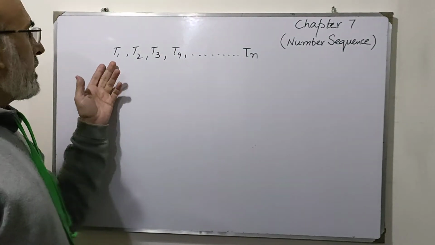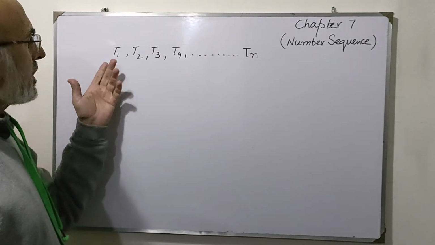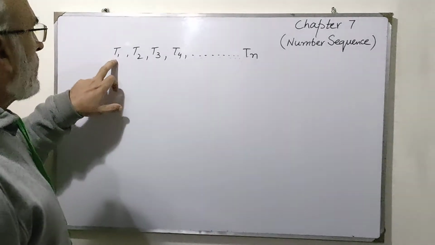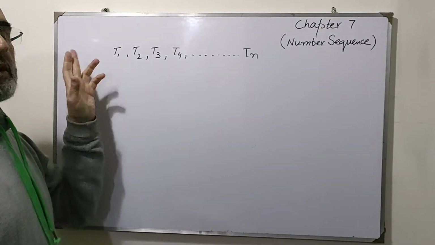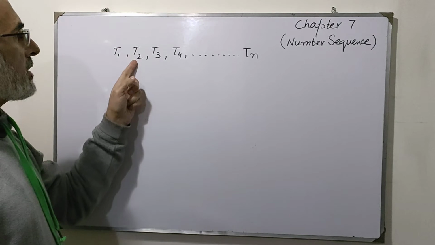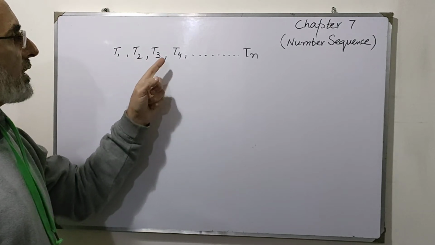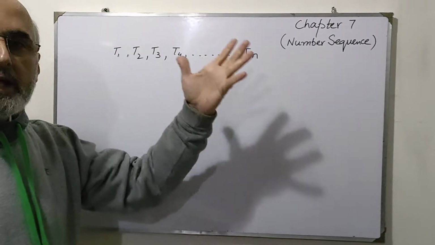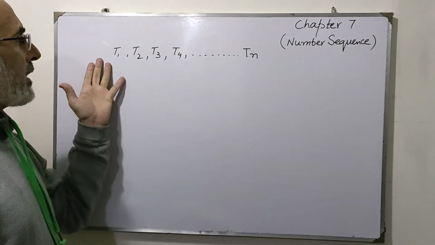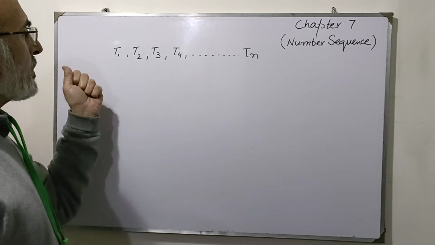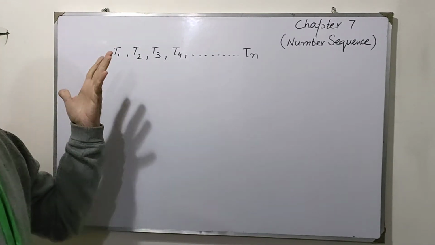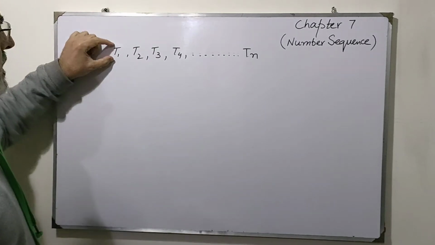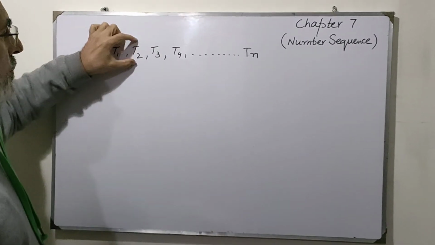As we can see, it's written over here as T1, T2. What I mean here is that T1 is term 1, T2 is term 2, T3 is term 3, T4 is term 4, and it goes up to Tn. N can be any number. So basically this is to represent any sequence.